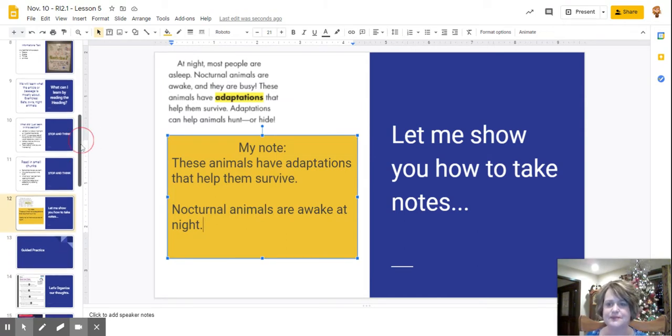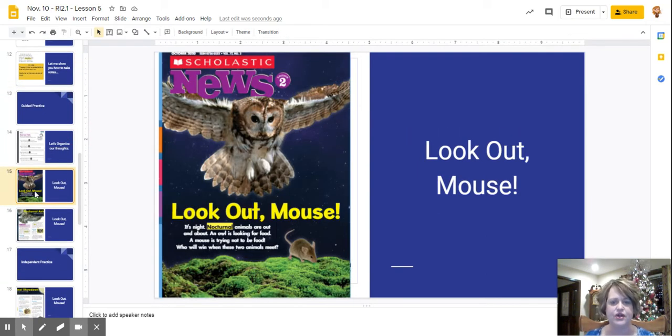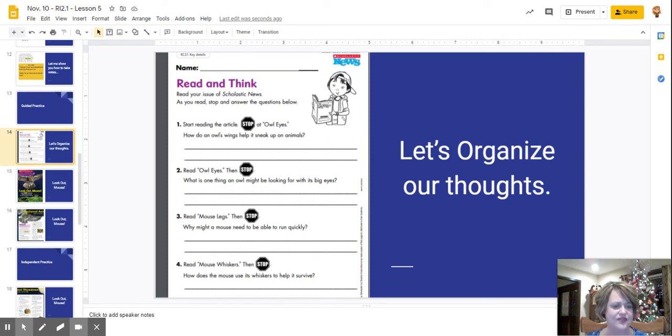Today for guided practice, I'm going to guide you through the lesson. Today, you actually have the article, Look Out Mouse, and your teacher, your leader, the person that is with you today is going to be passing that out now to you. So you're going to have the Scholastic News article, Look Out Mouse, that they're handing to you now. And then in just a minute, they're going to come around and bring you a packet that the first page looks like this. This is the Read and Think page. This is the page that we're going to use to organize our thoughts.